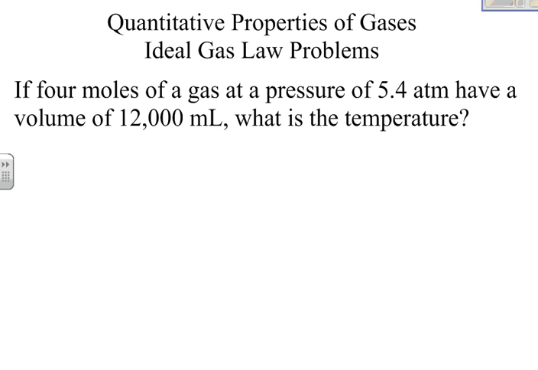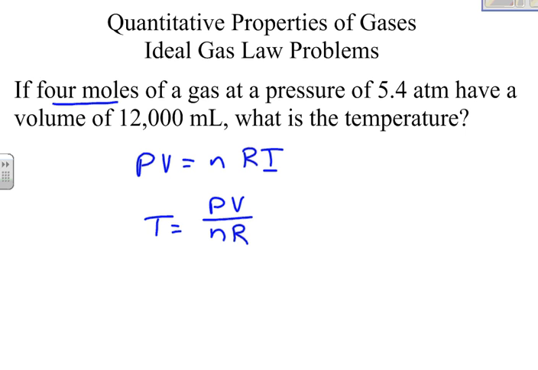So I would take my PV equals nRT formula, and I'm going to solve for the temperature. Temperature is equal to, and again in algebra I divide each side by n and R, so I get pressure times volume divided by n and R. I know all of these things. I have the number of moles, I have the pressure, and I have the volume. So I can plug into this equation.